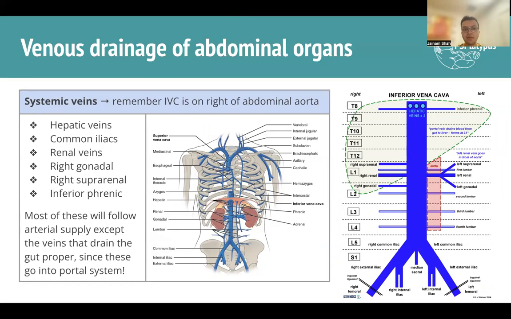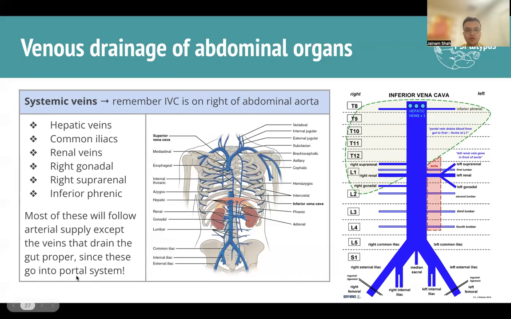We've got firstly the systemic veins. They drain basically into the IVC. Remember that the IVC, the inferior vena cava, is on the right-hand side of the abdominal aorta, just in case you need to distinguish them on dissection. Some of the major ones that I've identified here are the hepatic veins, common iliac veins, renal veins, the gonadal veins, the suprarenal veins, and then the phrenic veins.